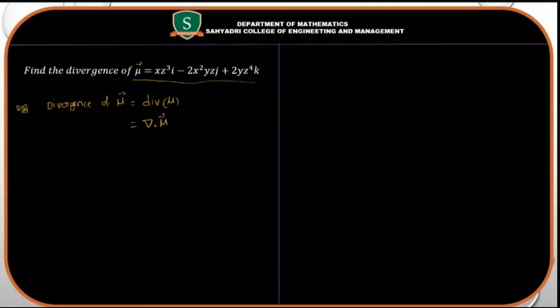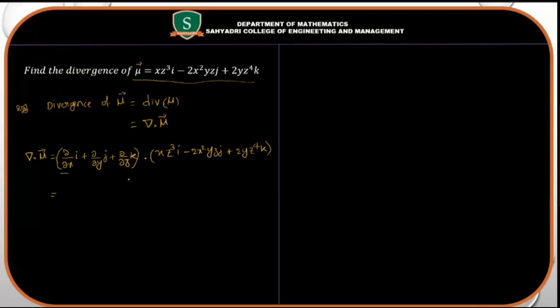So this is nothing but del dot mu, which is dou by dou x i plus dou by dou y j plus dou by dou z k. This is your del operator, and you are making a dot product with the given function. So mu is xz cube i minus 2x square yz j plus 2yz power 4 k. You have to multiply i terms to i term, j terms to j term, and k terms to k term. So i dot i, j dot j, and k dot k value will be 1.